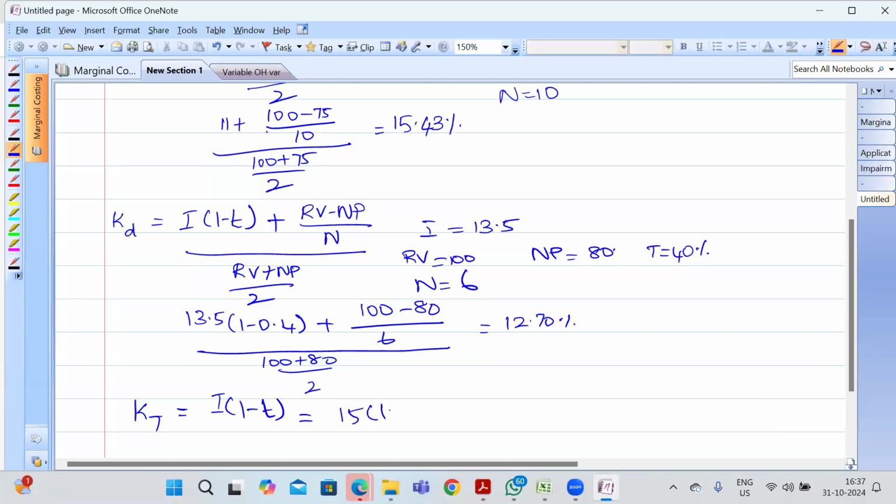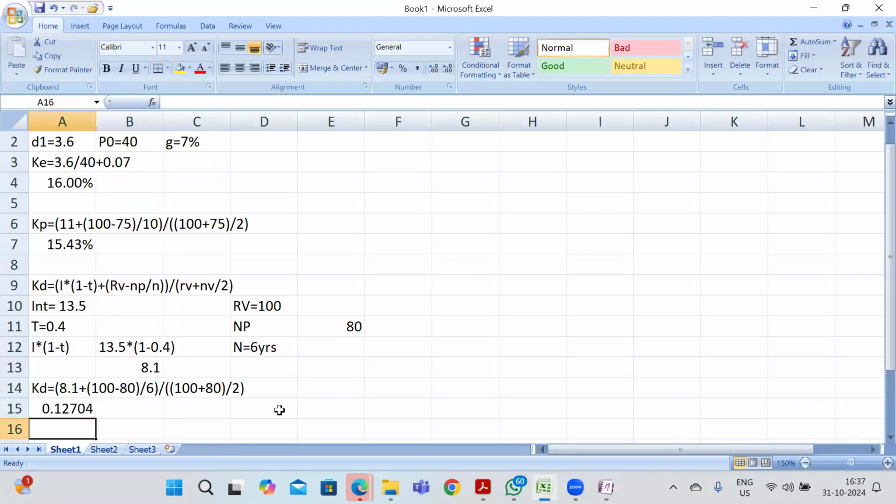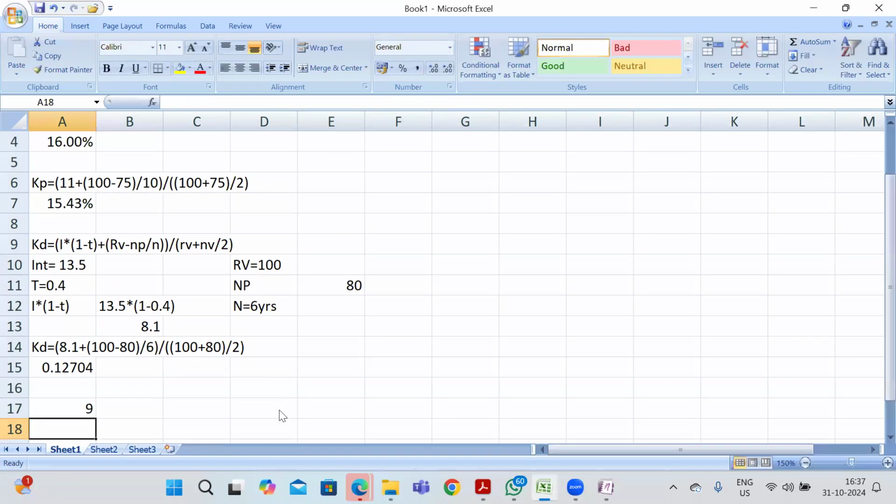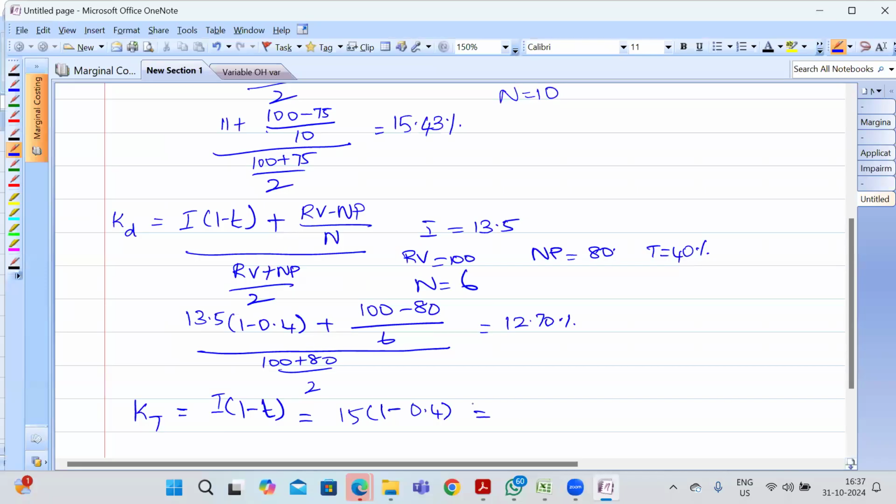That is 15 into 1 minus T. That is tax rate 0.4. So I will get 15 into 0.6. So 15 into 0.6, so that is 9%. So KT is 9%.